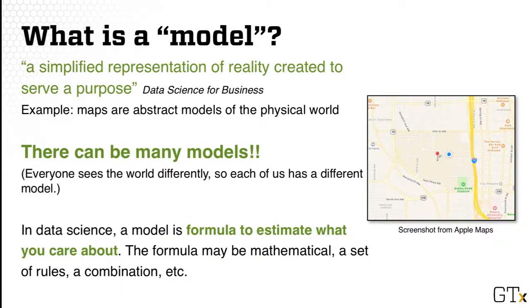So what is a model? We mentioned that in machine learning, or for classification, it's important that we create a model or a mapping. At a very high level, a model, you can think of it as a simplified representation of reality. This is actually a definition from Data Science for Business. Everyday examples include maps, which we probably use every day. A map is also a model because it's an abstraction of our physical world.